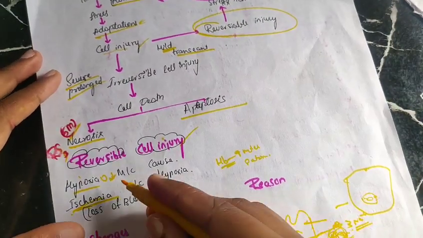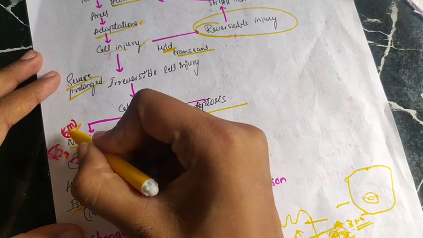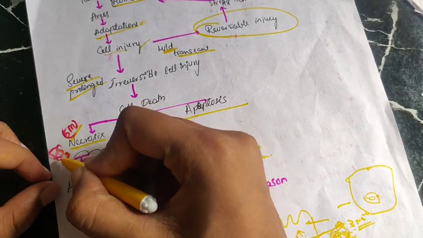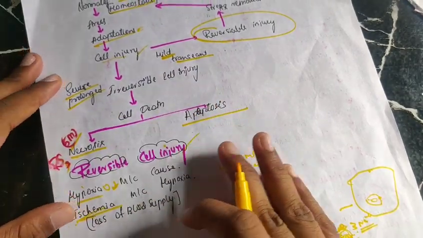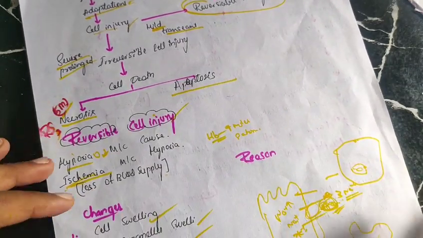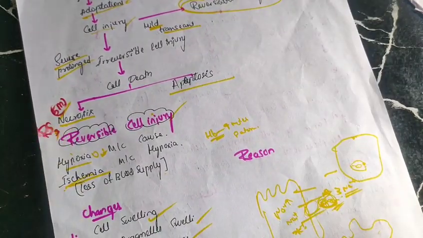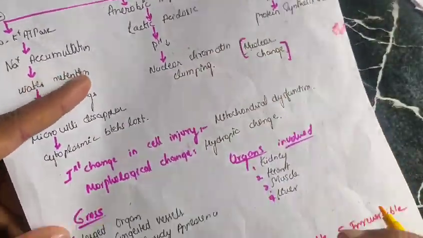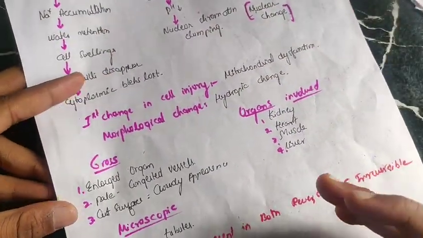In this video, I'll be teaching about reversible cell injury, which is an important question for 5 marks, and it has been asked in the previous year. What is reversible cell injury, and what are the changes during reversible cell injury, macroscopic changes, and what are the causes, gross appearance and organs involved, and microscopic features, we'll be seeing in this video.